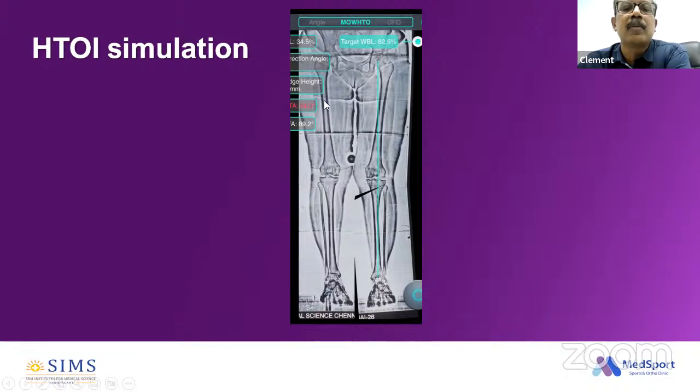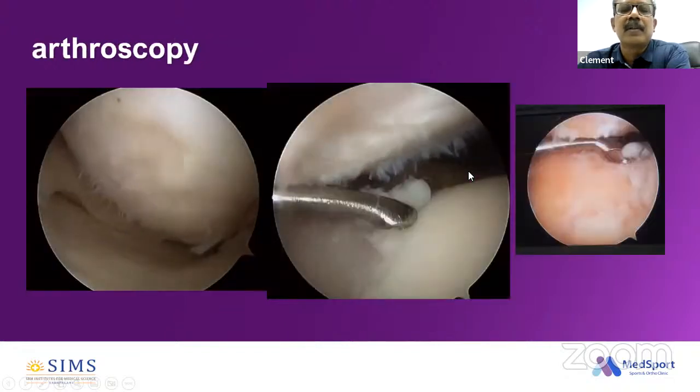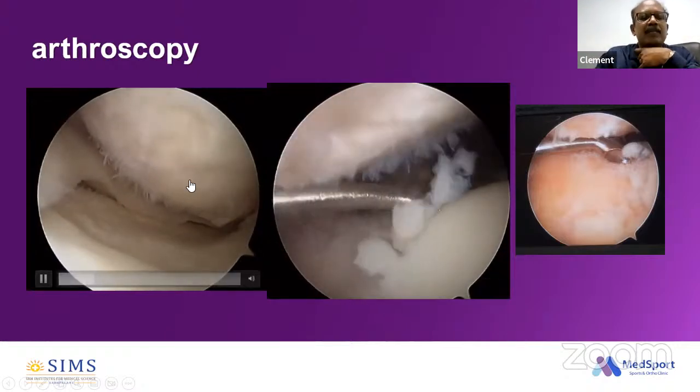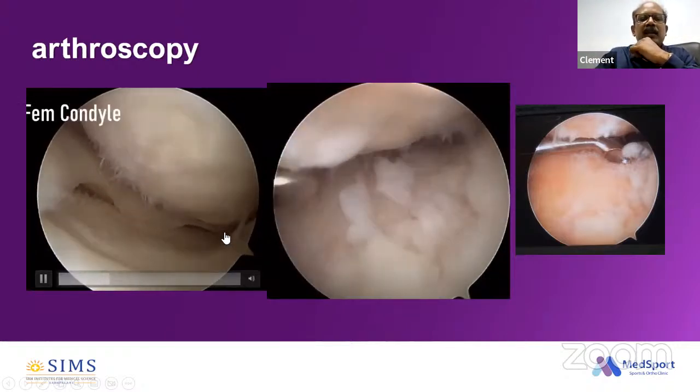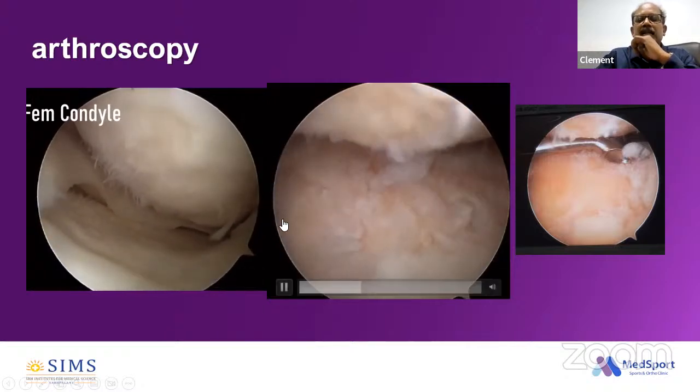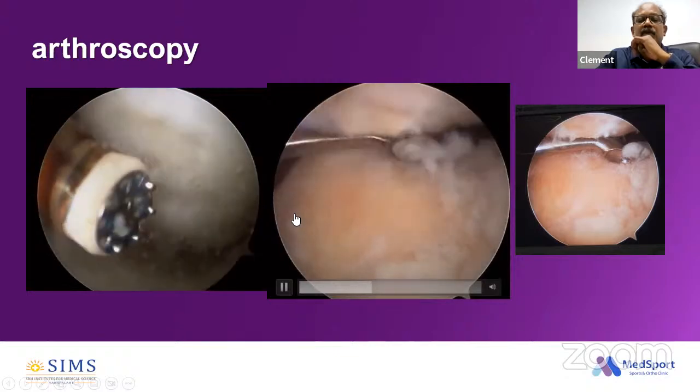So you can calculate how much of a wedge you can take. A minimal wedge correction itself resulted in shifting the weight bearing line to beyond the lateral tibial spine in this patient. So this was the arthroscopic picture here. There's the status of the medial femoral condyle. There is a complete root tear, and also the medial trochlea is totally devoid of any cartilage, but still she was not having that much pain.